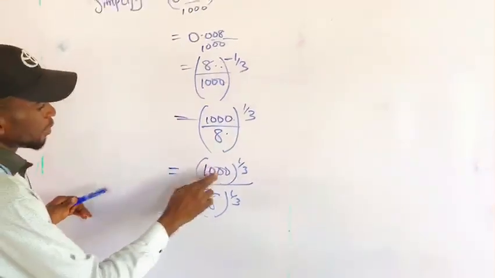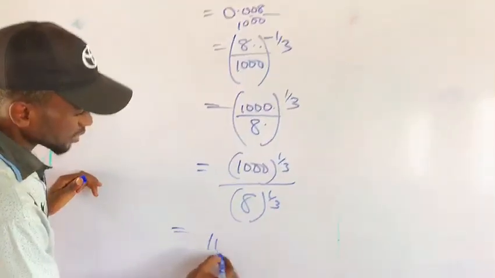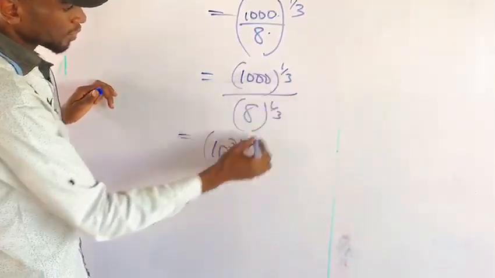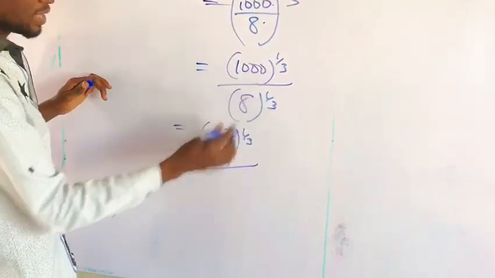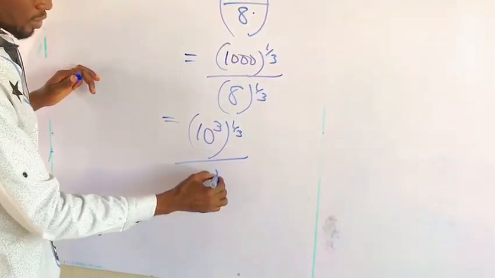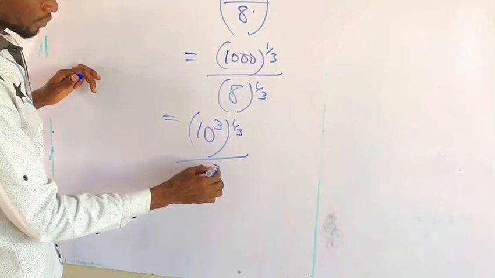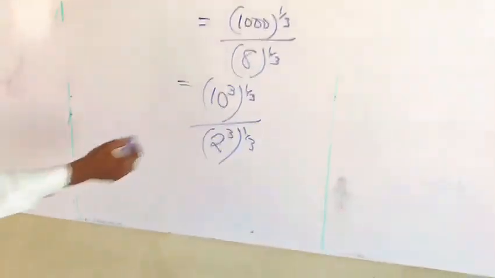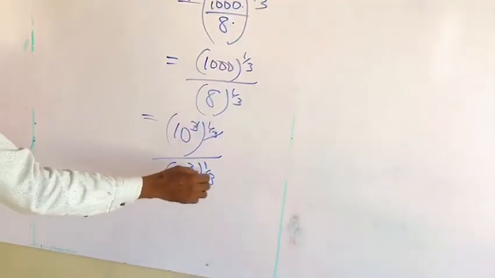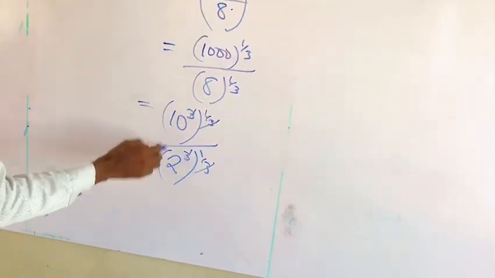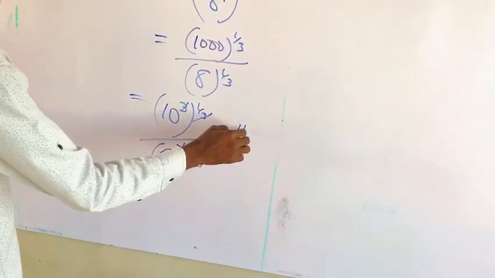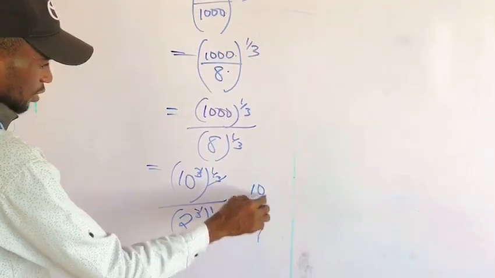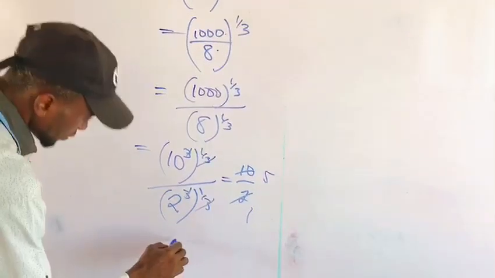Alright, so now 1000 can be written as 10 raised to the power of 3. True or false? Yes. Raised to the power of this 1 over 3. 8 can be written as what? 2 raised to the power of 3, like this, then 1 over 3. So I can now say 3 cancels 3, 3 cancels 3. I'm now left with what? 10 over 2, which is the same thing as 2 here, 1, 2 here, 5. This is equal to what?